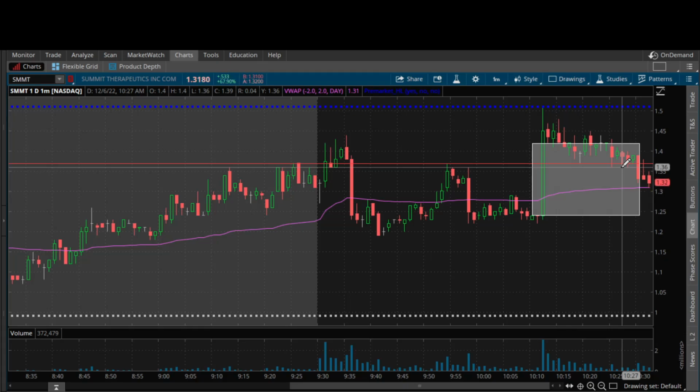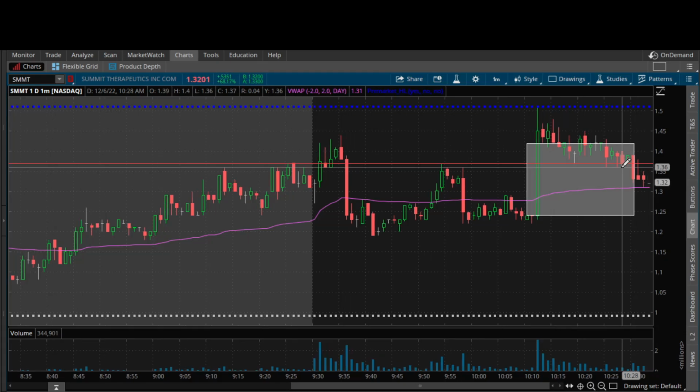Resistance, the basic concept you'll read in your textbooks or see on YouTube, is an area on a chart where price has failed to move higher in the past. Support is an area on a chart where price has failed to move lower in the past. And resistance when broken becomes support going forward, with support when broken becoming resistance going forward.